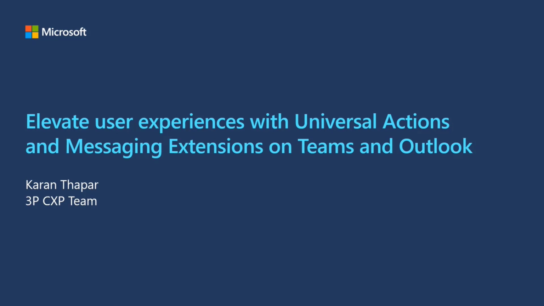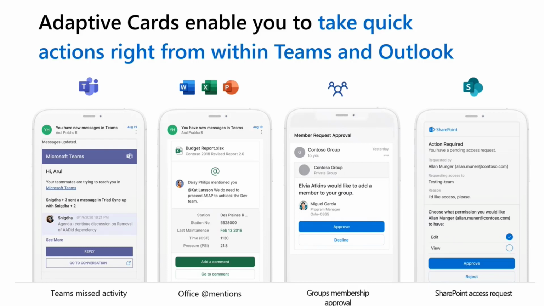And today, we will talk about two of the many ways in which we make this happen. Specifically, we will be walking you through universal actions and messaging extensions and the value prop for these for your end users. Now, I'm sure most of you would already know that adaptive cards, in a nutshell, enable you to take quick actions right from within your chat messages in Teams and emails in Outlook. And I am sure that you would have also seen some of these sought after scenarios in your day to day lives. Just as a recap, every time you reply to a missed activity notification from Teams or reply to @mentioned comments for Office, these are being powered by adaptive cards under the hood.